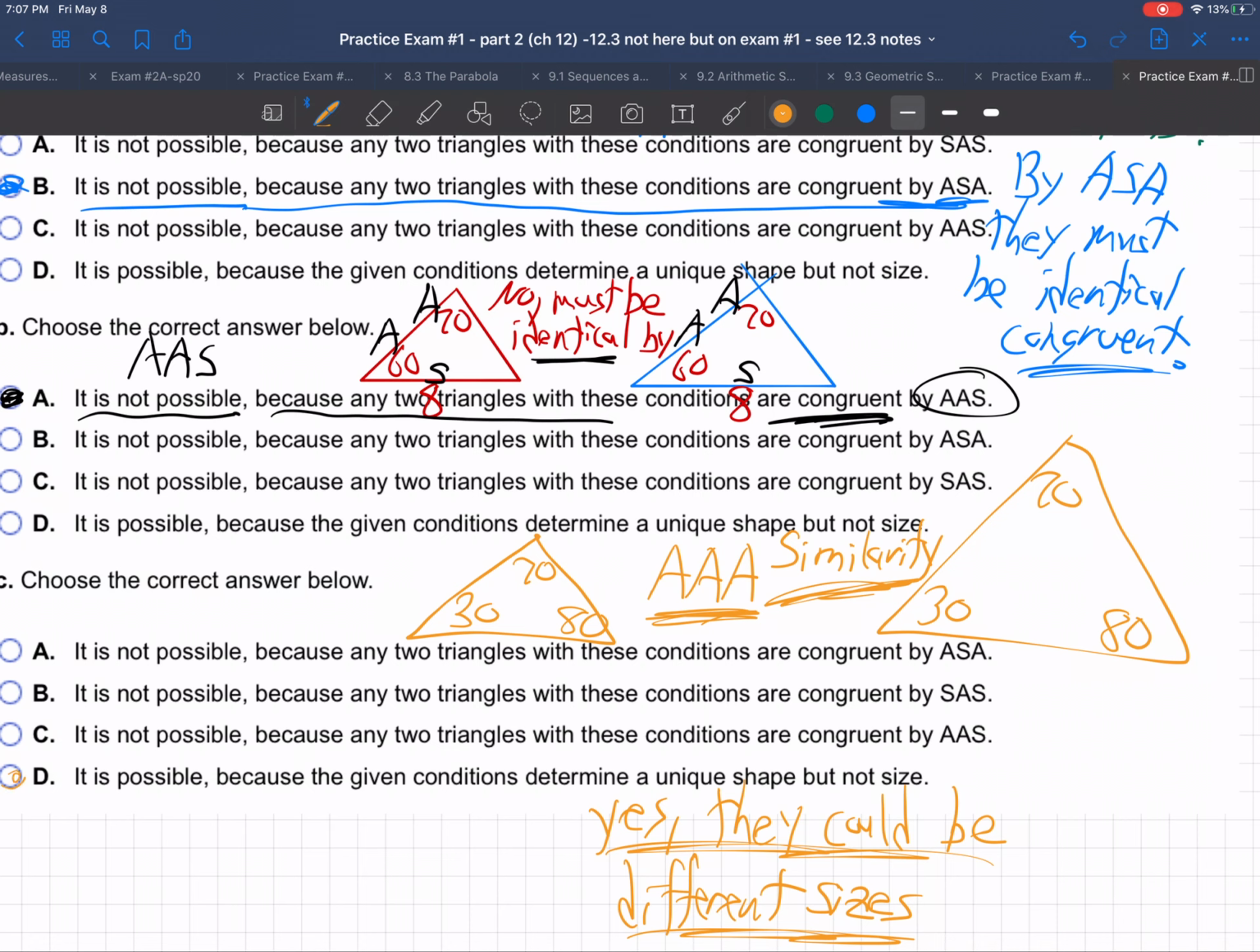So that's down here on D. It is possible that they could be different because the given conditions determine a unique shape, but not a size. Angle, angle, angle is only enough to prove similarity. It doesn't mean they're fully identical in every way. So they could be different triangles that both have the same three angles, same shape, but different size.